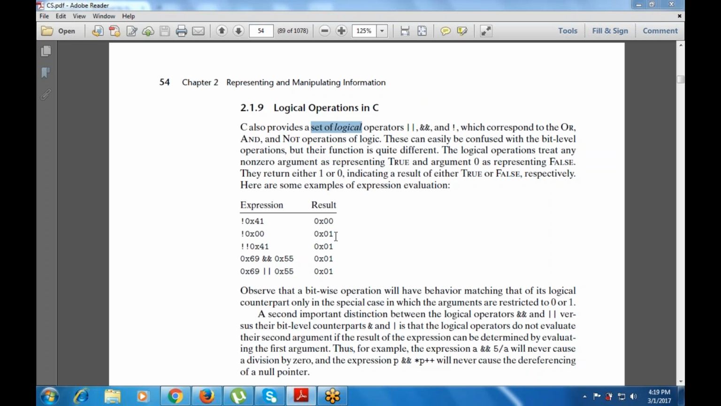What are the various logical operators in C? That includes AND, OR, and NOT. OR means if one of the inputs is true, then the output is true. AND means both inputs must be true, and only then the output is true. NOT is negation, that means the reverse of the input. For example, if I give 0, that becomes 1. If I give 1, that becomes 0.